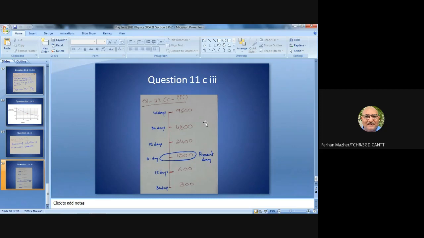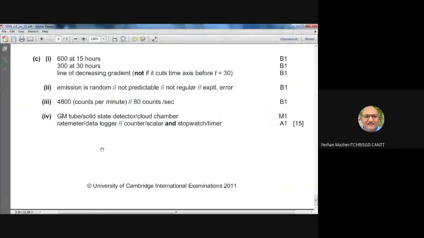So you understand how confusing this is. So the answer is 4800. He's not asking a normal, direct, straightforward question. He's making a trick in this part. So let's check what is the reading. Okay, 4800 counts.